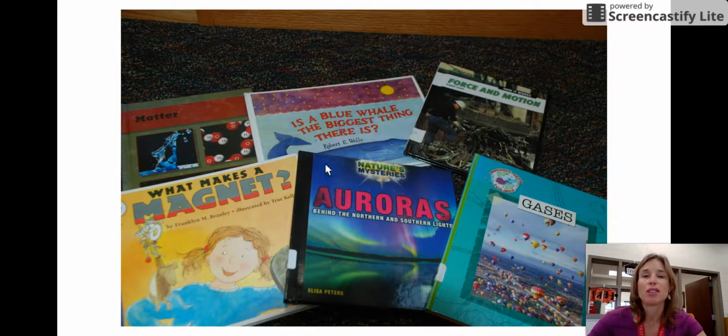I love this book here, The Blue Whale, the biggest thing there is. And this is a book that tells you about the biggest thing, and it compares it to the blue whale, which many of you know is the largest mammal on Earth.